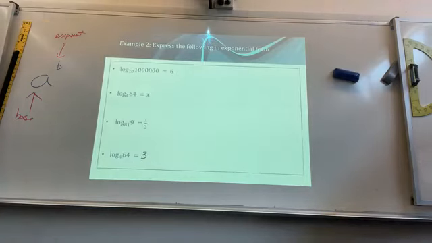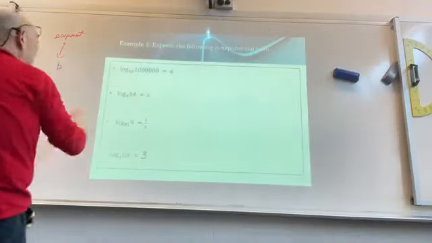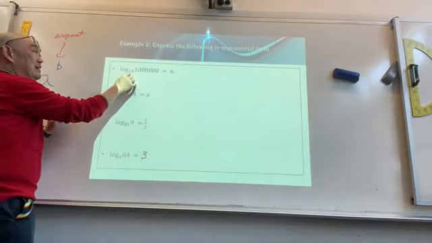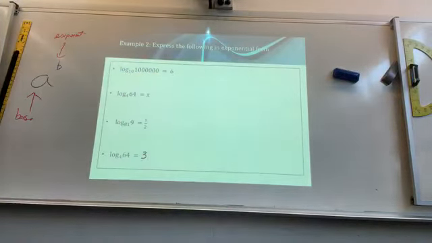Example 2, can you express the following in terms of exponential form? So, basically you know that that is a base. That to the power of 6 will give you 1,000,000.